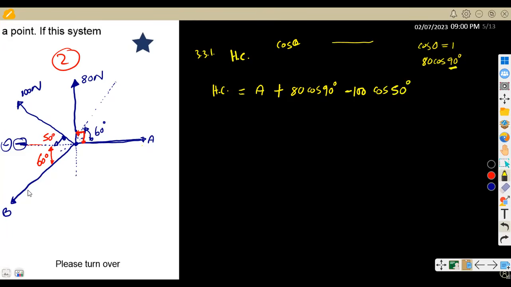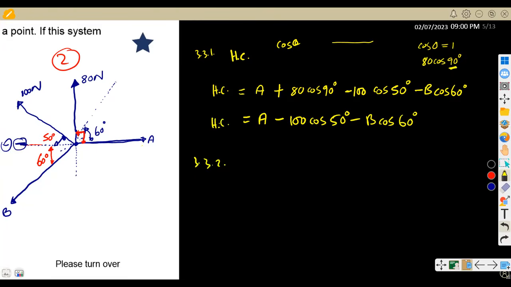And we move on to B. B in this case is also affected on the horizontal, but it's on the negative. So that's negative B cos of the angle between B, which is the force, and the horizontal line. The angle between is 60 degrees. So that's cos 60 degrees. So that is what you're going to have. But like I said before, guys, cos 90, that's a 0. So which means you can write this simplified as A minus 100 cos of 50 degrees minus B cos of 60 degrees. So that is the horizontal component that you're going to have. You can simplify if you want, but just leave it like that, guys.